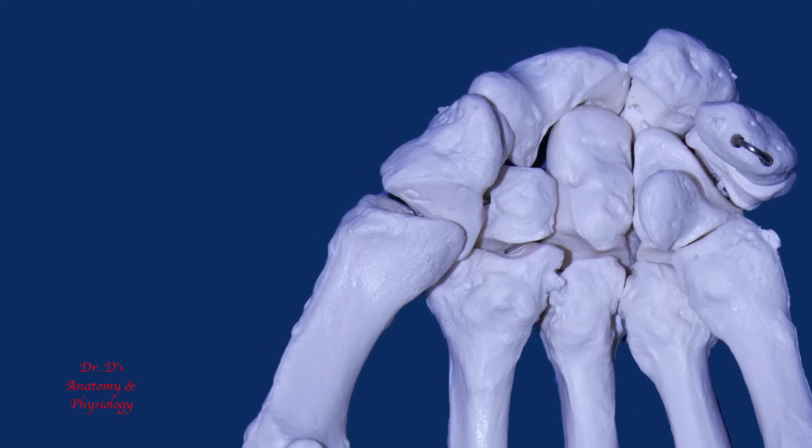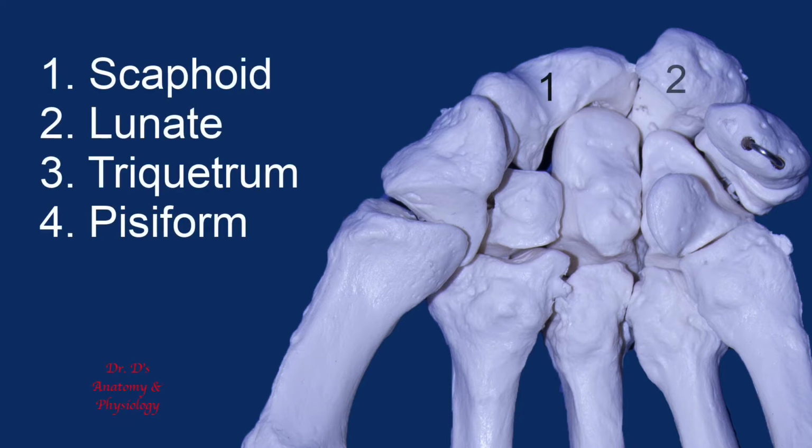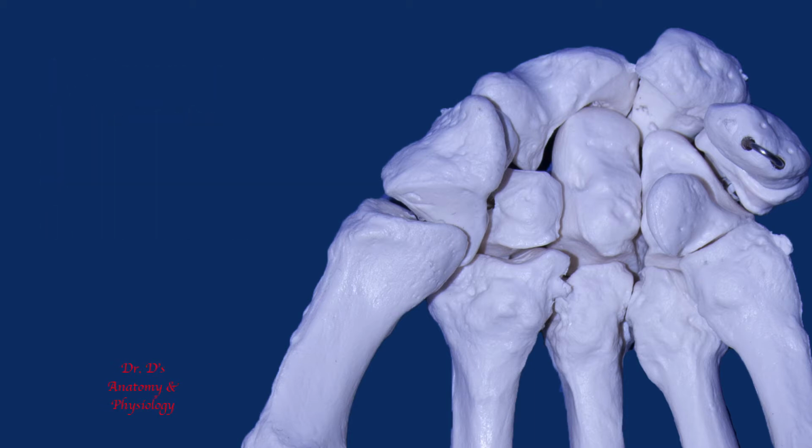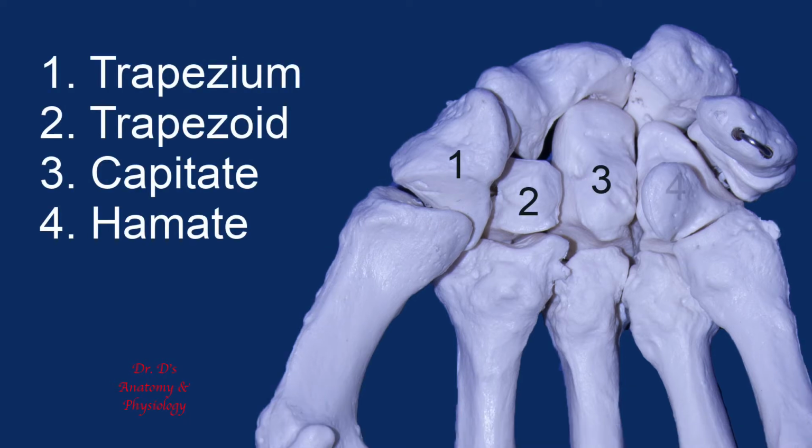Here is a quick review of the carpal bones that are covered in greater detail in another video. In the proximal row, going lateral to medial, there is the scaphoid, lunate, triquetrum, and pisiform. In the distal row, there is the trapezium, trapezoid, capitate, and hamate.